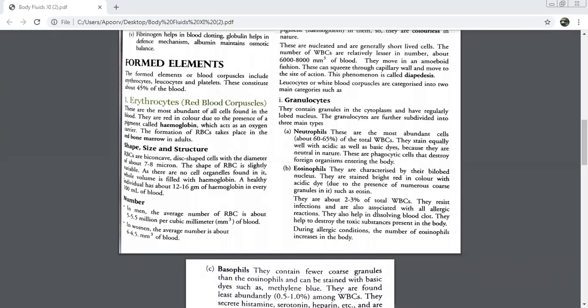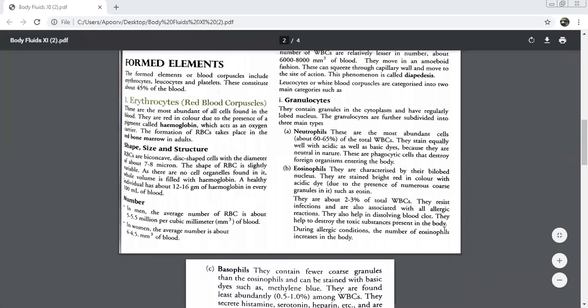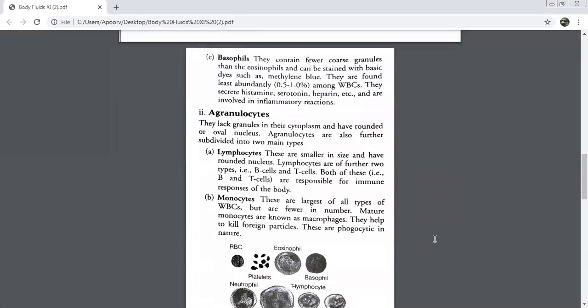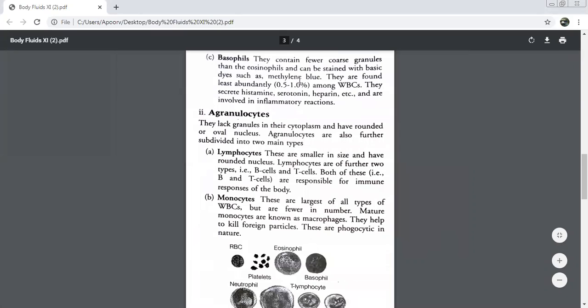2 to 3%. So we have done how many kinds of granulocytes till now? 2. Which was the first one, which was 60 to 65%? Neutrophils. The second ones we did was eosinophils. Yes. Moving on to the third and the last category, that is basophils. They contain fewer coarse granules than the eosinophils and can be stained with basic dyes.